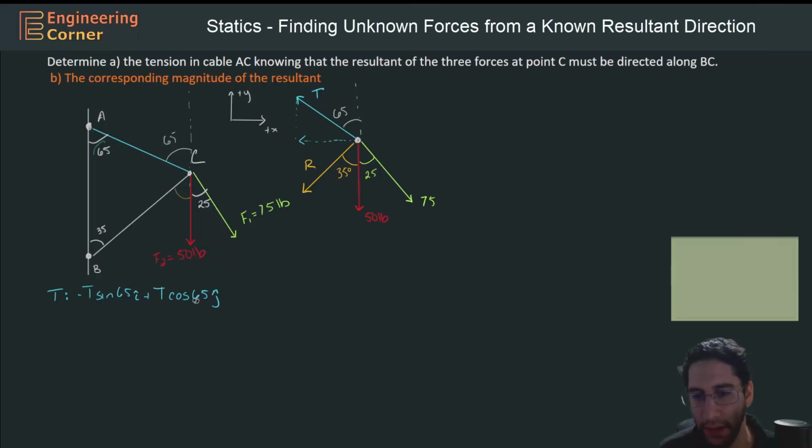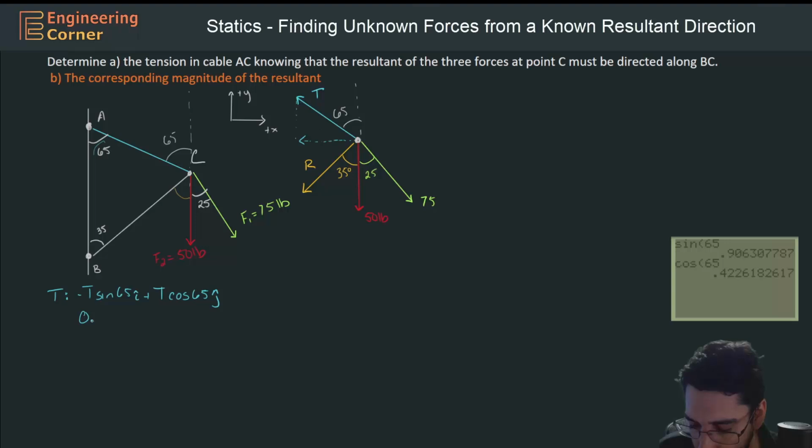And let's get what the sine and the cosine are right now. So the sine of 65 and the cosine of 65 are going to give us minus 0.91 T in the i direction, oops, don't forget the negative sign, that would be bad, and then plus 0.42 T in the j direction.